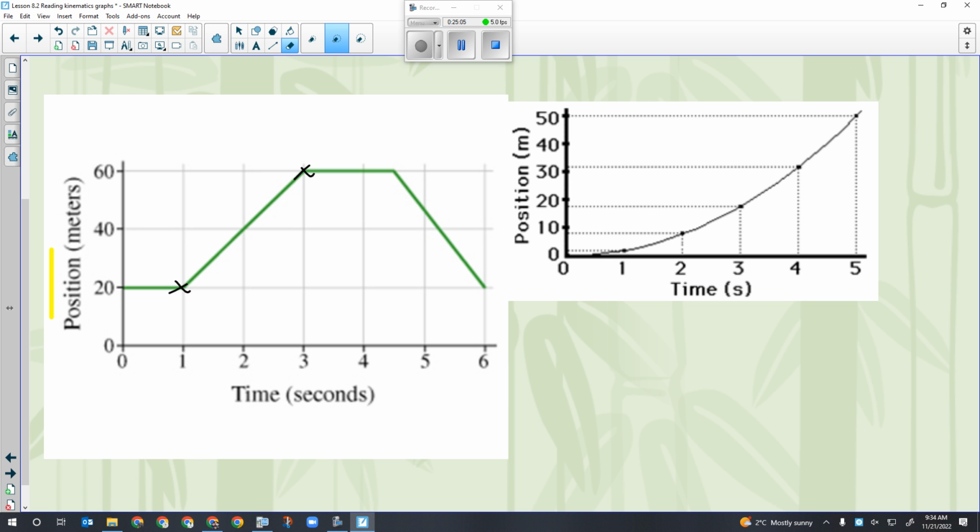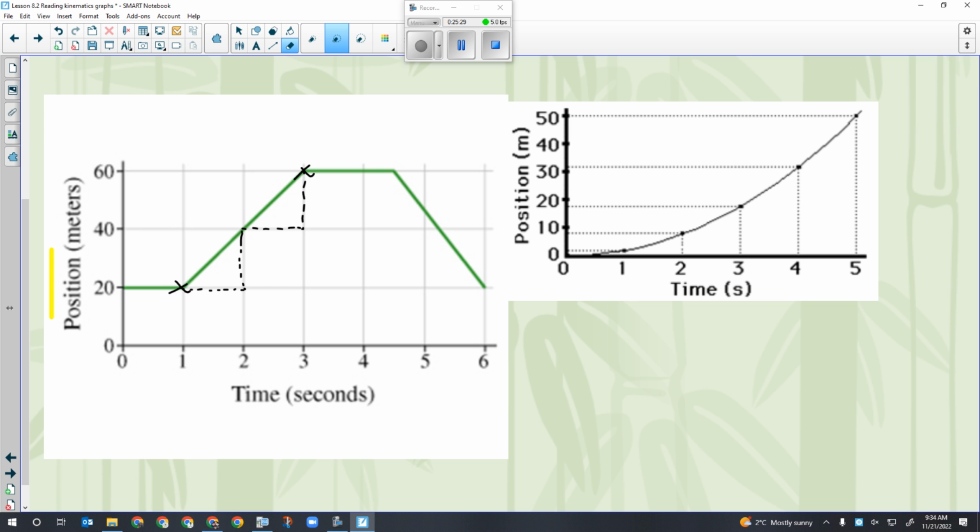It is moving at a constant velocity. Okay, here's how we can tell. Between 1 and 2 seconds, it goes 20 meters. In the next second, it also goes 20 meters. That means each second it's going 20 meters. In other words, it's traveling at a constant velocity of 20 meters per second.